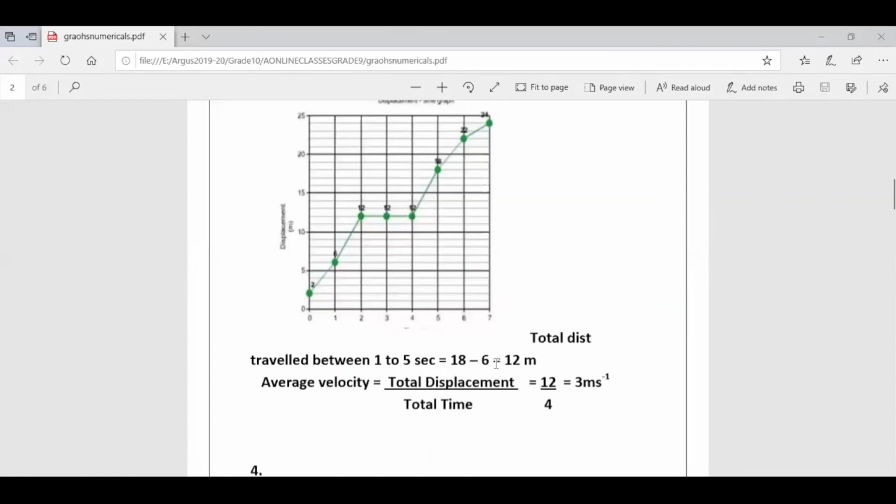Okay, 12 meters. 18 minus 6, 12 meters. And the time taken, 4 seconds. So 12 divided by 4, 3 meters per second. So this will be the answer.